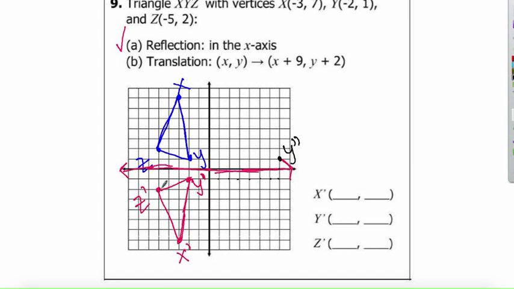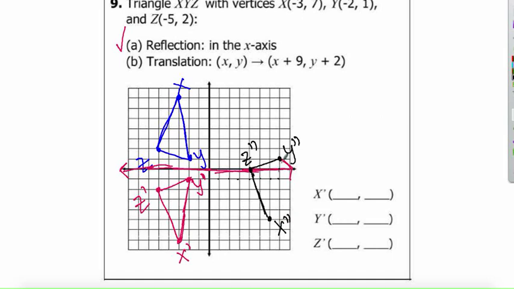This would be the final Y. Z, if I moved it 9 over and up 2, be 1, 2, 3, 4, 5, 6, 7, 8, 9, up 2. There's my Z double prime. And then X, I'm going to move over 1, 2, 3, 4, 5, 6, 7, 8, 9, up 2. And there's my X double prime. And here's our final triangle.